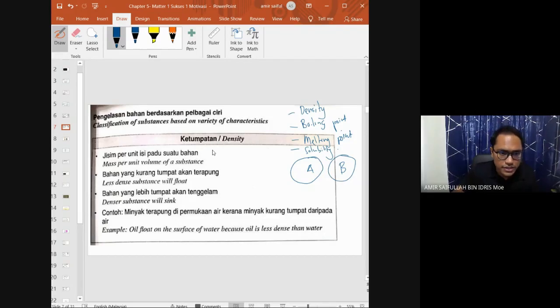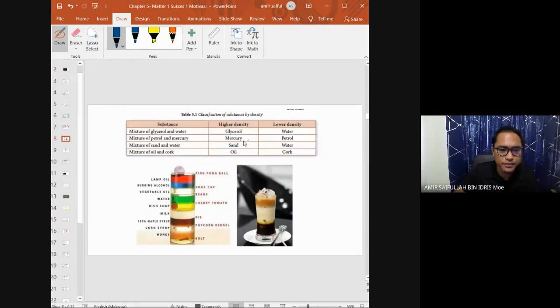Okay, so we can see the density. Density is mass per unit of substance. A less dense substance will float. Denser substance will sink. For example, oil floats on the surface of water because oil is less dense. Okay, let me show you a bit. Can you guys see this picture?